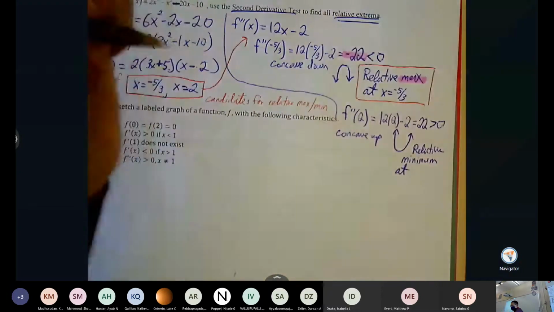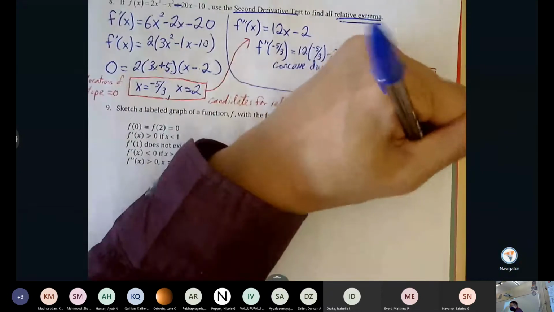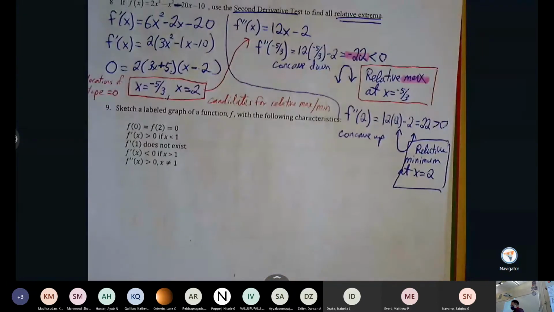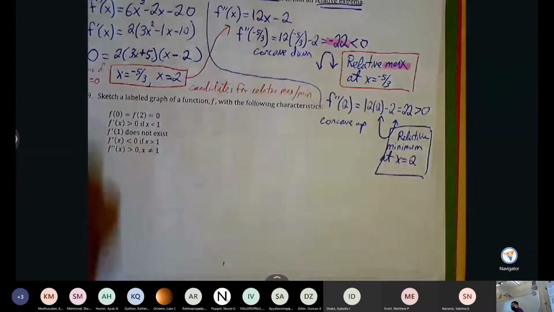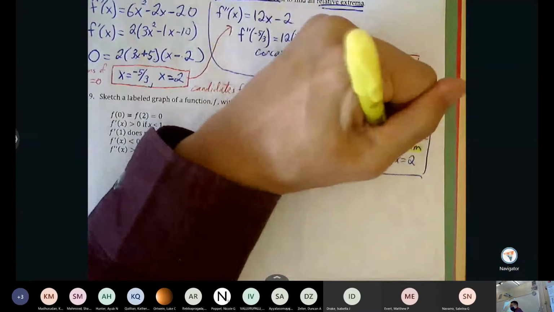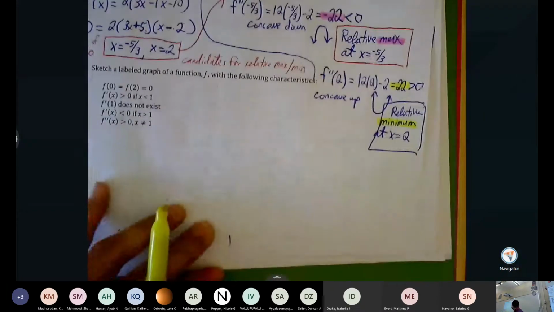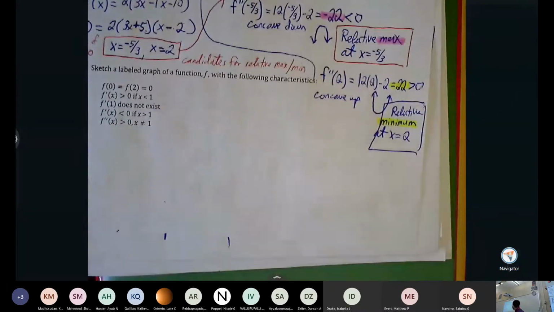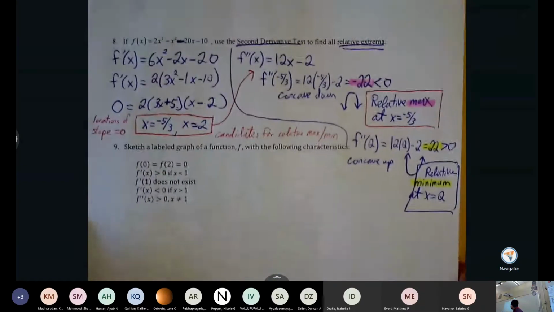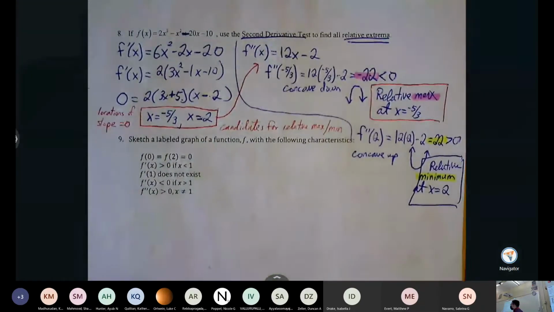And just give me the x value. Let's see those two. And again, it's easy to make a mistake here because we want to associate positive with maximum, but positive 22 is going to tell us that we're looking at a minimum. Okay, any questions with the second derivative test?